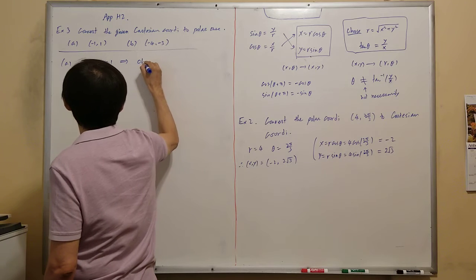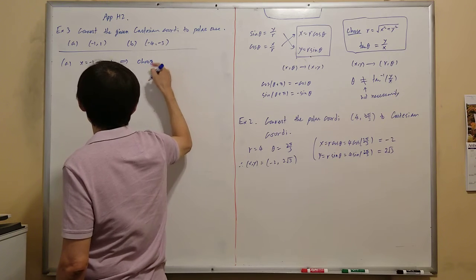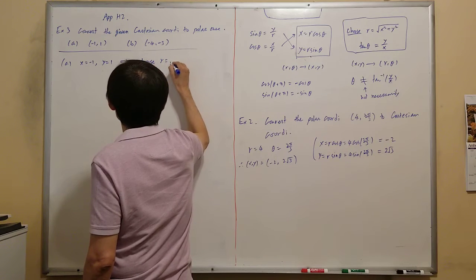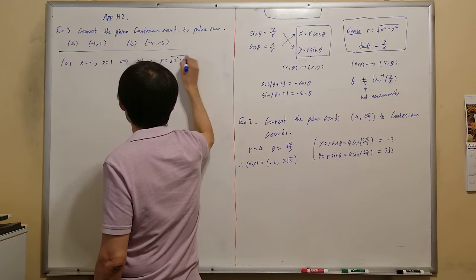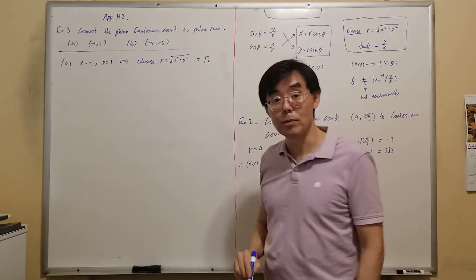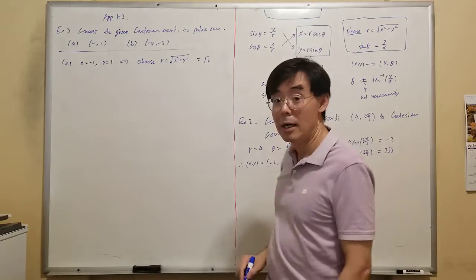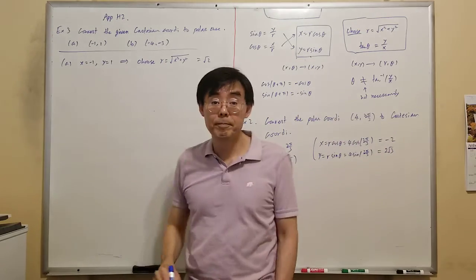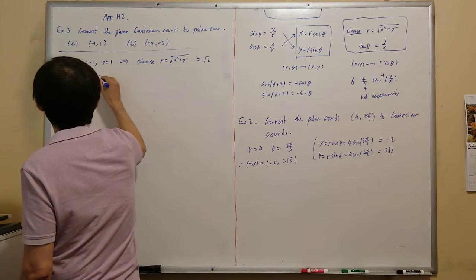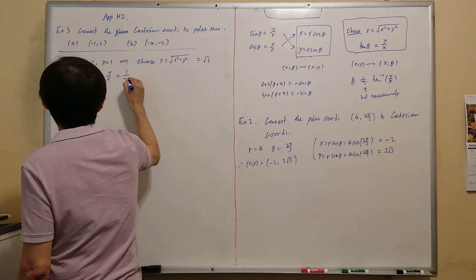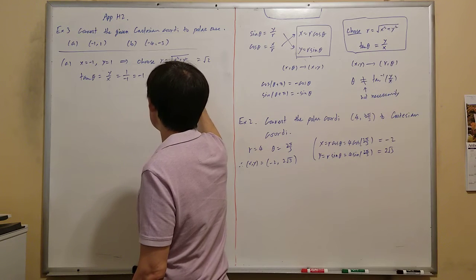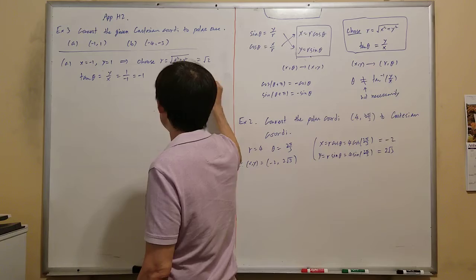We can choose r to be the square root of x squared plus y squared. So 1 plus 1, 2, so square root of 2. What about theta? Tangent theta equals y over x, 1 over negative 1, negative 1. Yeah, tangent inverse of negative 1 will be minus pi over 4.